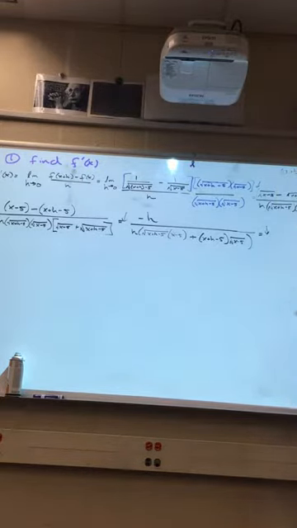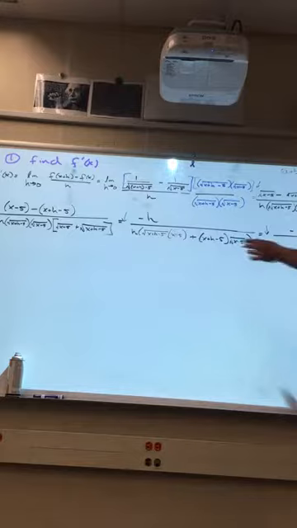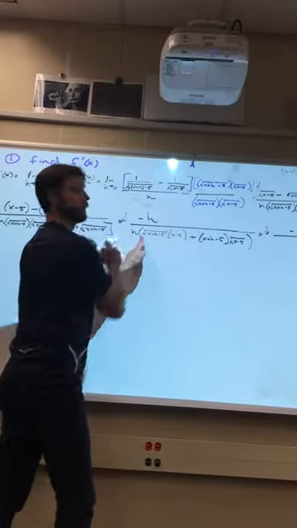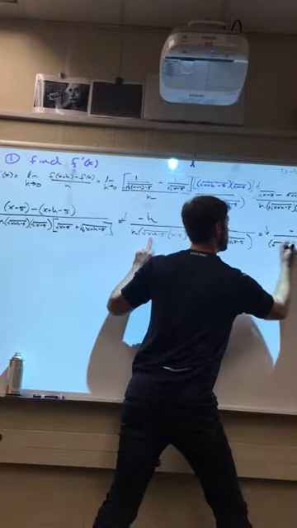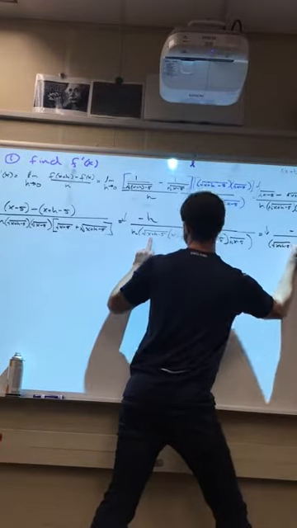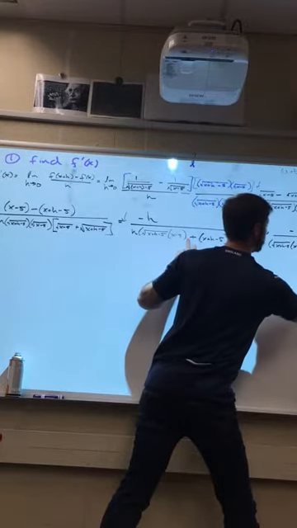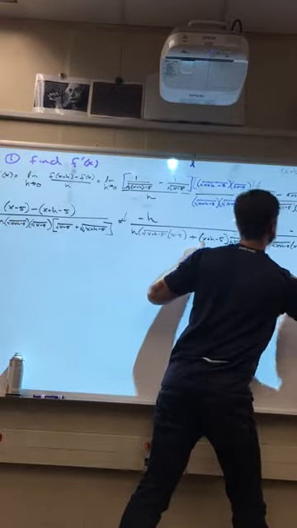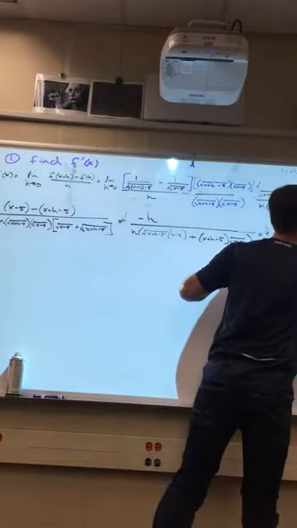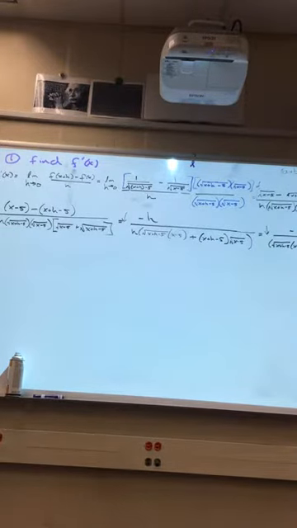I'll bring my limit in later. So I've got negative 1 over, because how many h's go into h, 1, over this product, right? Because I've cancelled out my h's, they're gone. So now I just have the square root of x plus h minus 5 times x minus 5, plus x plus h minus 5 times square root x minus 5.